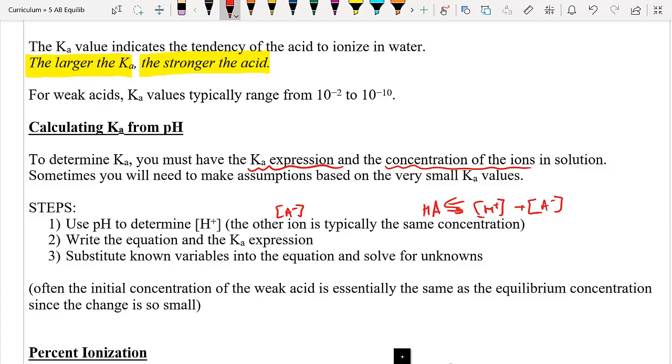So here we have our equation that I've given. The Ka expression, remember, is going to be the hydrogen concentration multiplied by the anion all over the molecular acid. What we'll do at that point is then substitute our known variables into our equation and solve for any unknowns. Okay? Now, it's a little bit challenging just to sort of visualize this here, but as we do some practice problems, this should hopefully make a lot more sense to you.